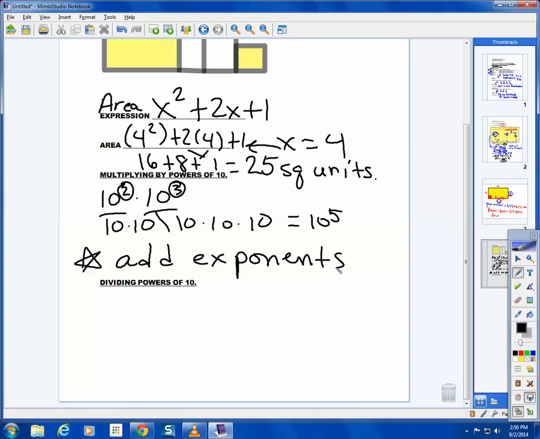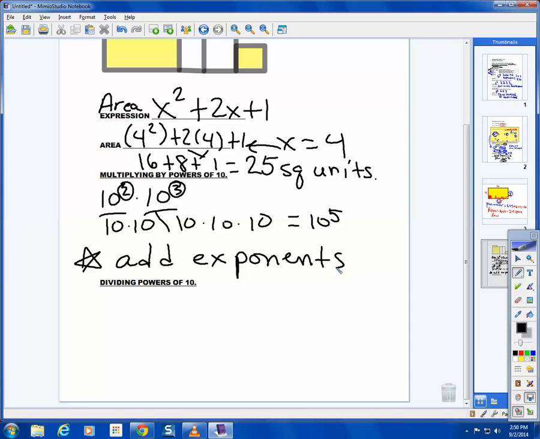So as an example, listen to this one right here. 10 to the 4th times 10 to the 5th. What's that going to equal as a power? Oh, big one. 10 to the 9th. What do you do with the 4 and the 5? Add them. That makes sense? Guys, if multiplying powers of 10 meant to add the exponents, what do you think we're going to do if we divide powers of 10?